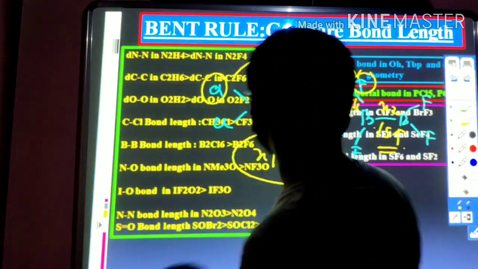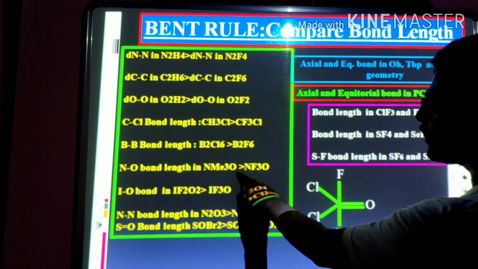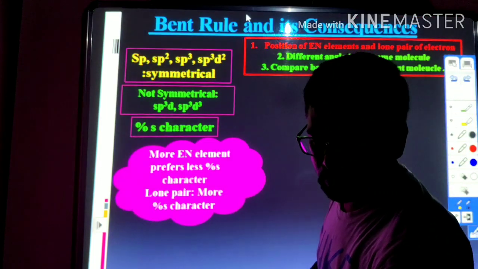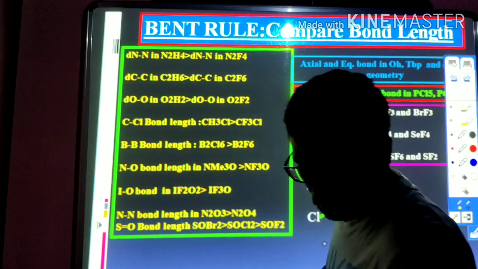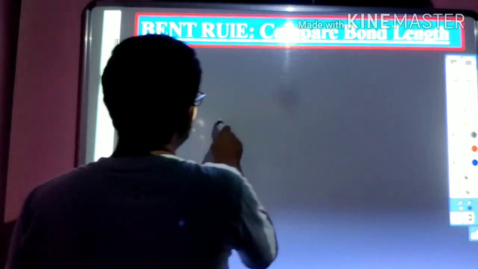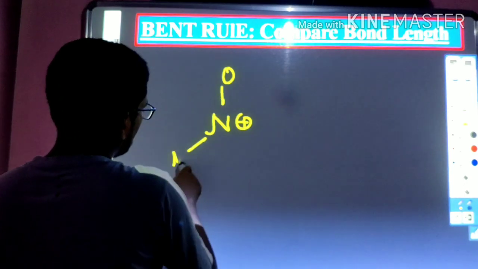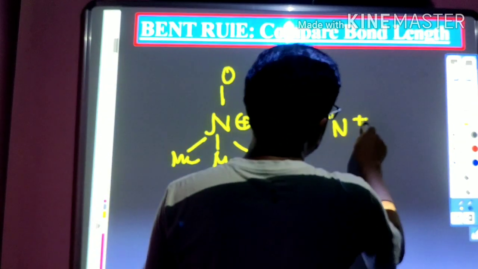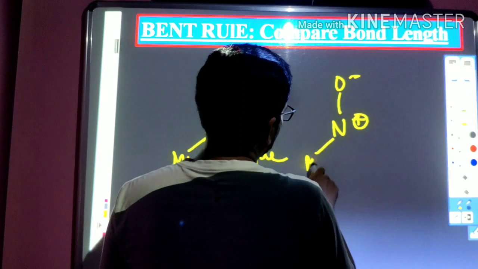Now next, what is there? Okay, now next move to this one. Okay, NMe3O and NF3O. This is also like very simple. NF3O and NMe3O. Okay. This is N plus O minus, with Me. This is N plus O minus. Okay. F.